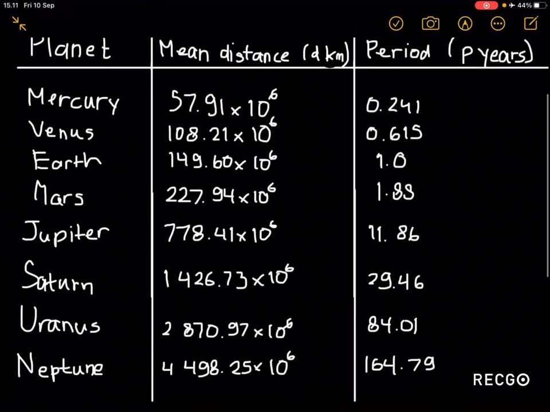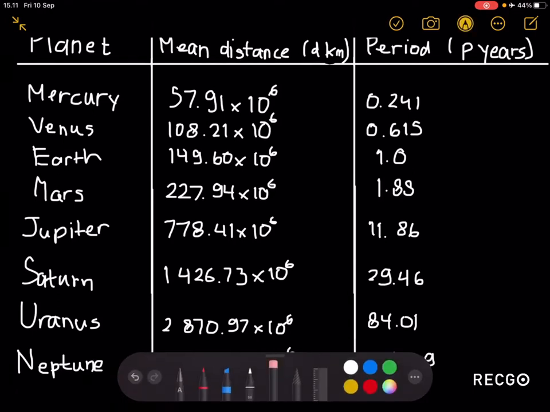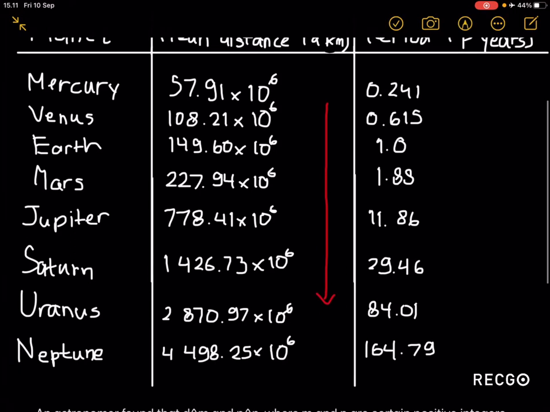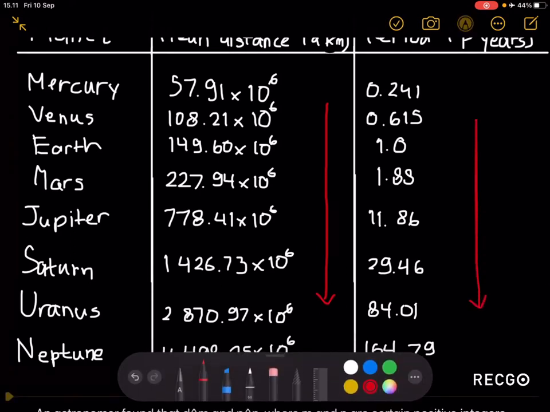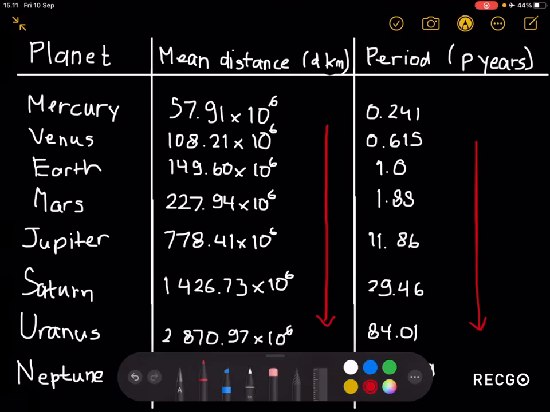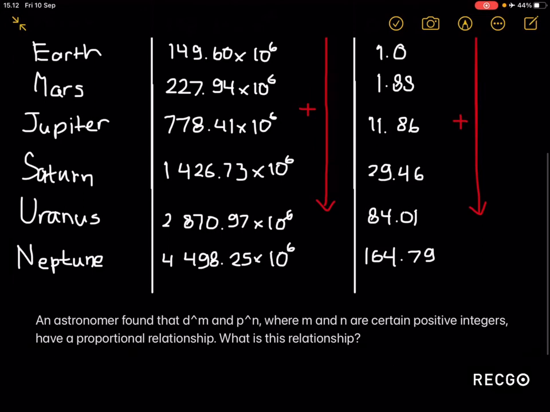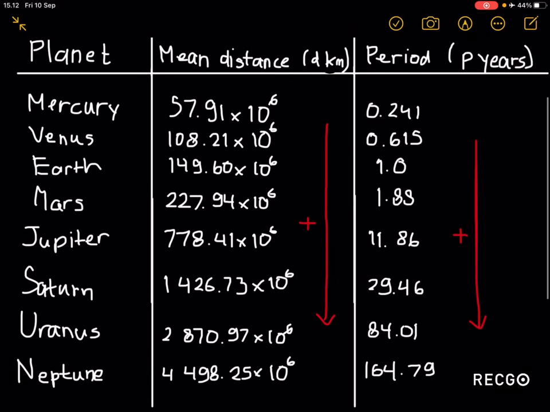Now I want you guys to observe the values of d and p in the following table. Notice that the values for both d and p increase. As you can see, d increases downwards and p increases as well. Recalling that if two variables are in direct proportion, then if one increases, the other must also increase, we have the following property. When d increases, p also increases. So this most likely implies that d to the m and p to the n are in direct proportion.